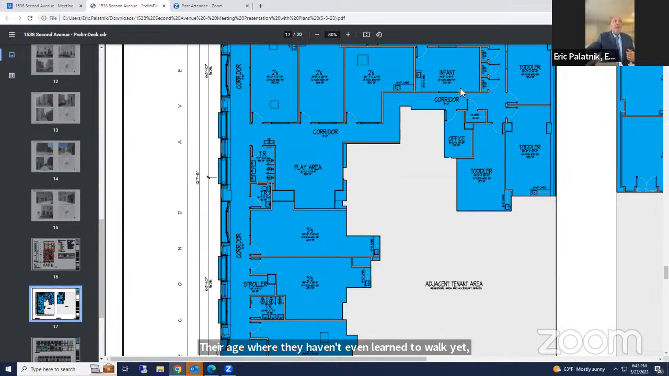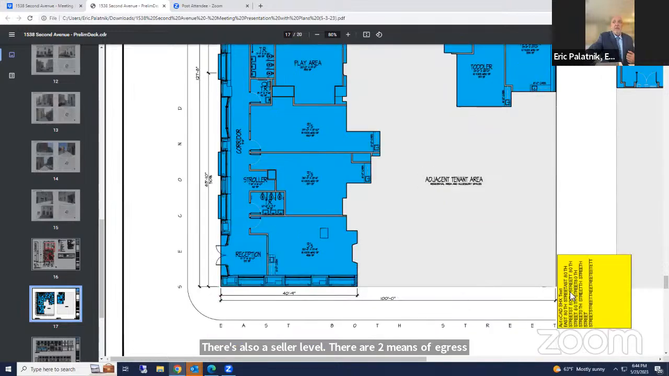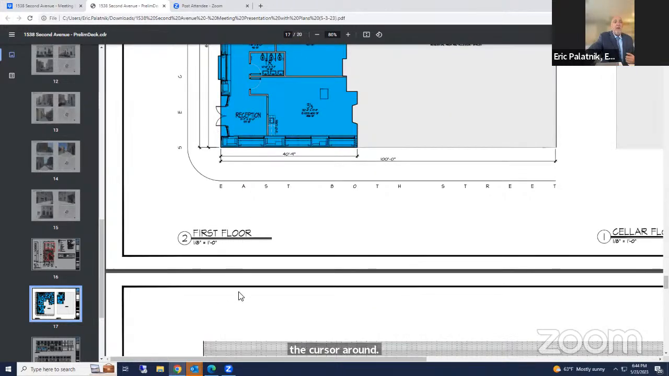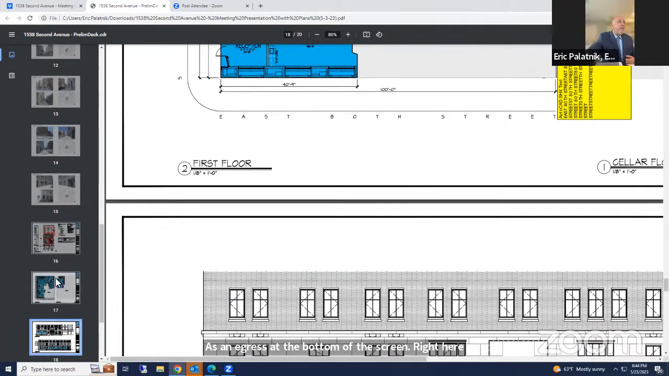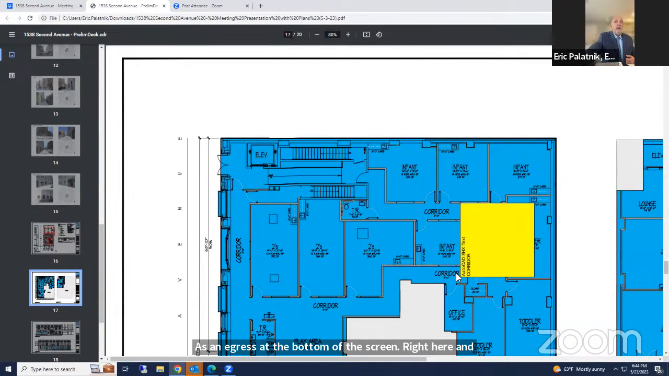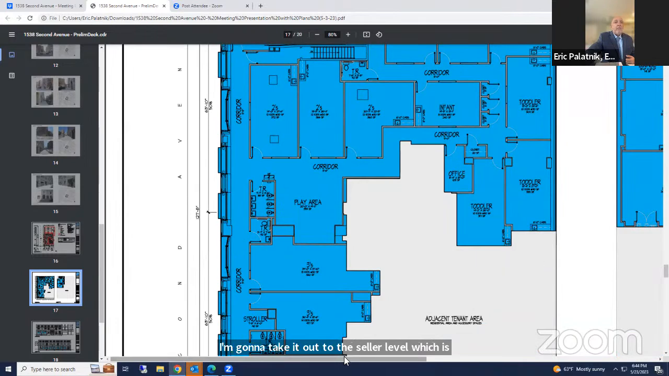There's also a cellar level. There are 2 means of egress within the space. There's egress right here, where I'm moving the cursor around. There's an egress at the bottom of the screen, right here. And I'm going to take you now to the cellar level, which should be right next to it. There we go.